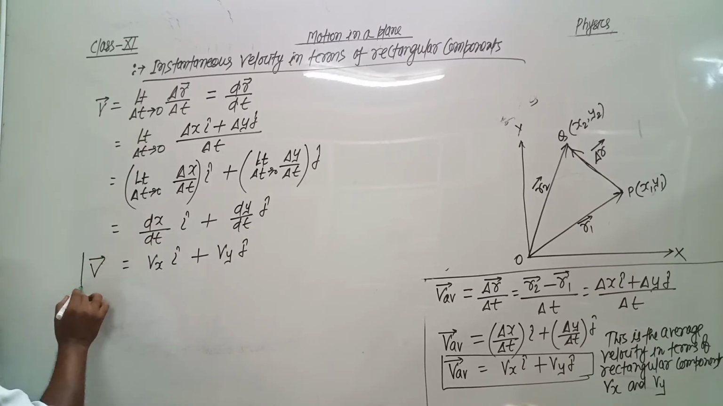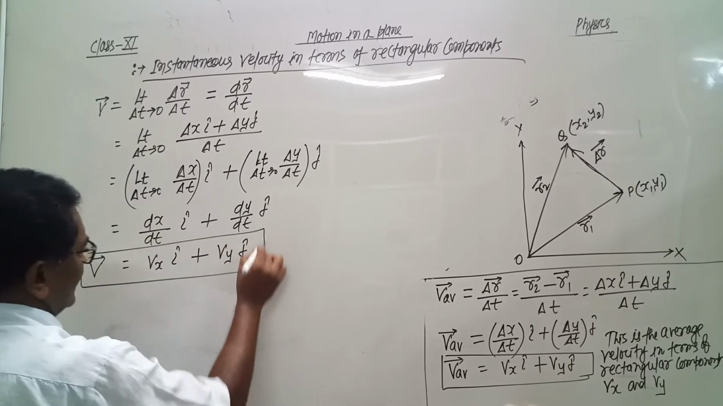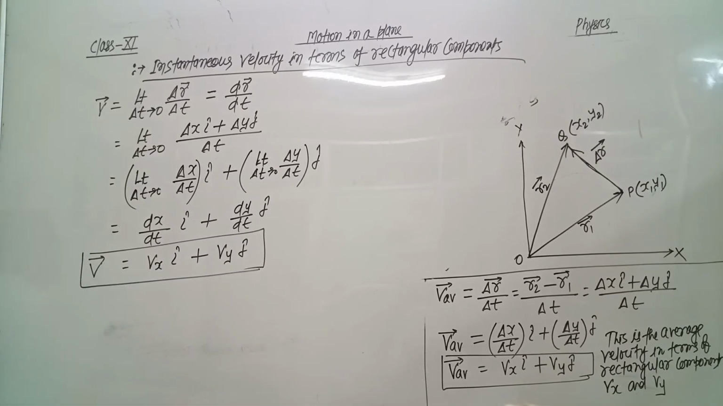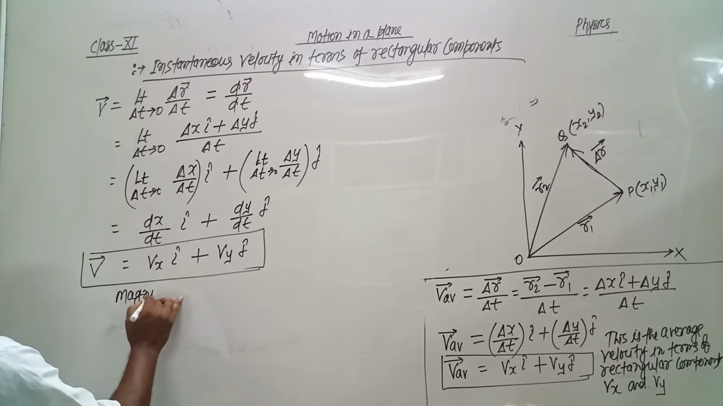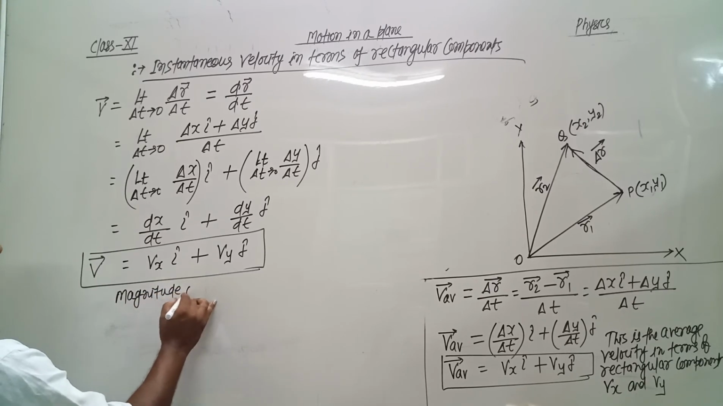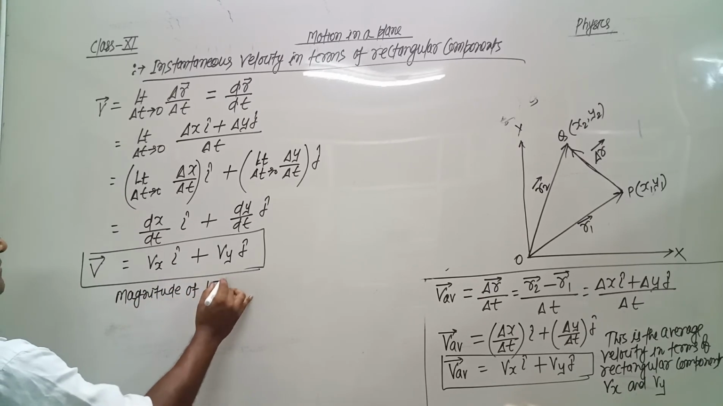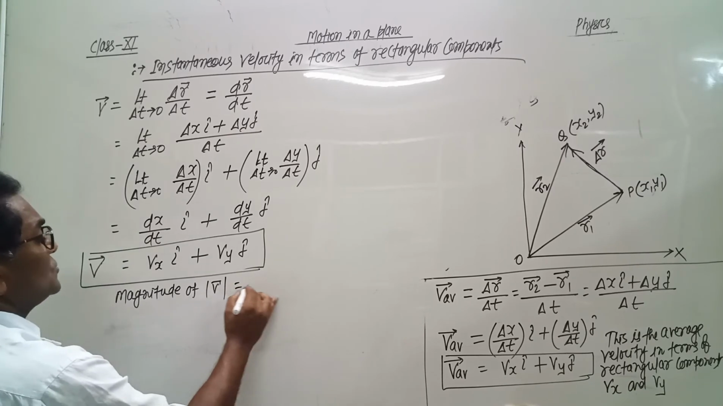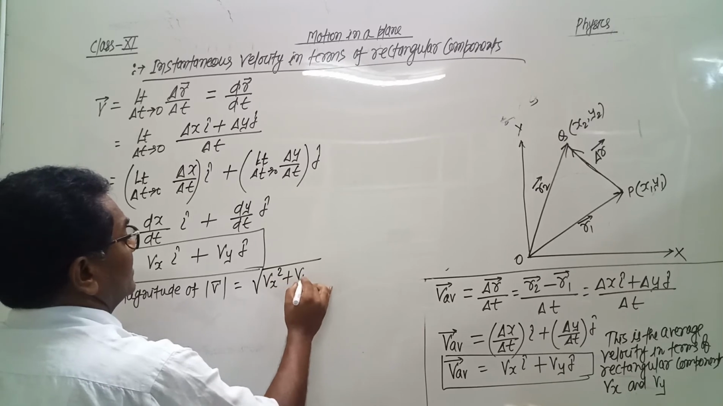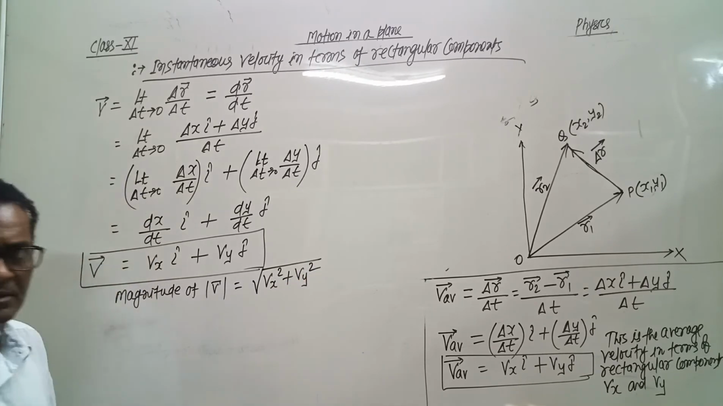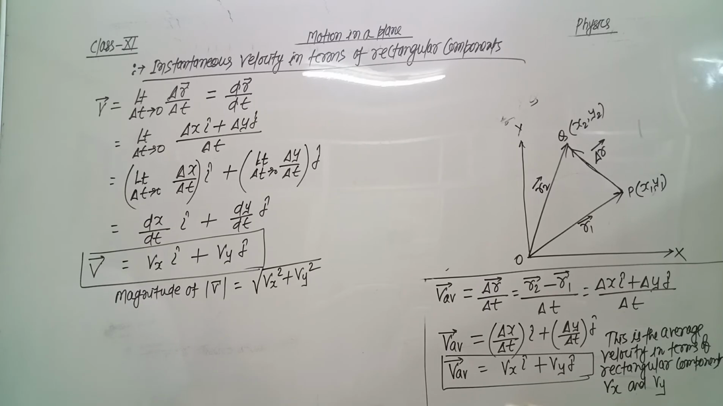So this is the instantaneous velocity in terms of rectangular components, and its magnitude is calculated by the magnitude of velocity vector v equals under root of vx square plus vy square.